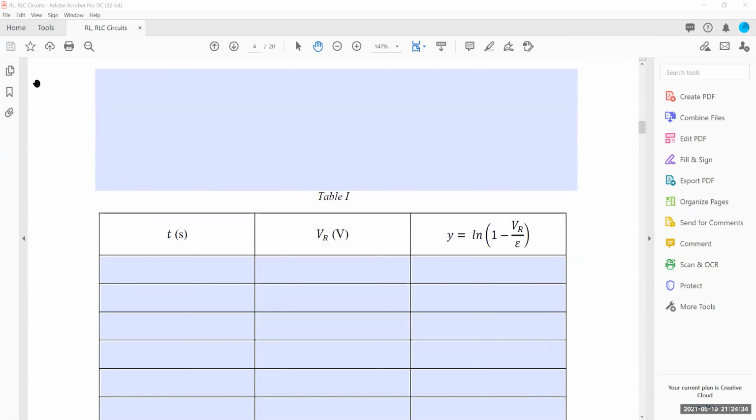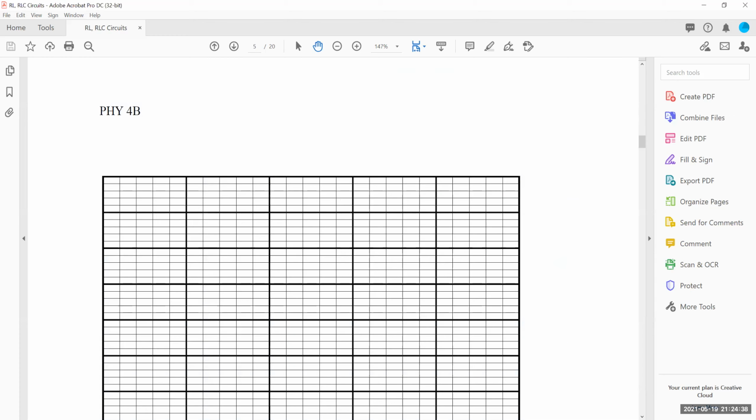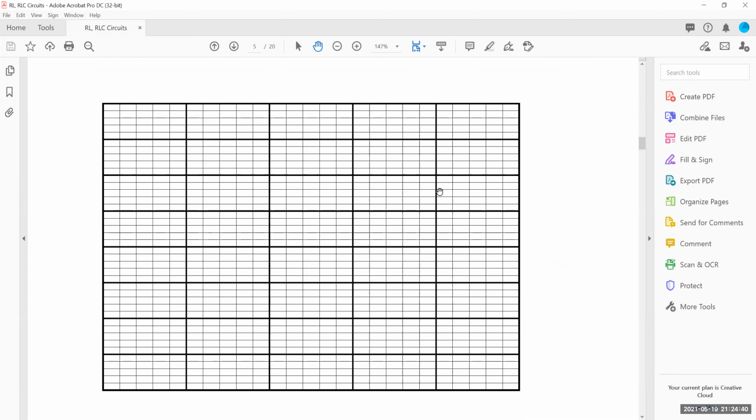On page 5. Where are the page numbers? Can I do the page here? Here is page 5. Either use that, and make sure the x-axis is properly labeled as time in seconds, and the y-axis is properly labeled as the natural log of 1 minus VR over epsilon.